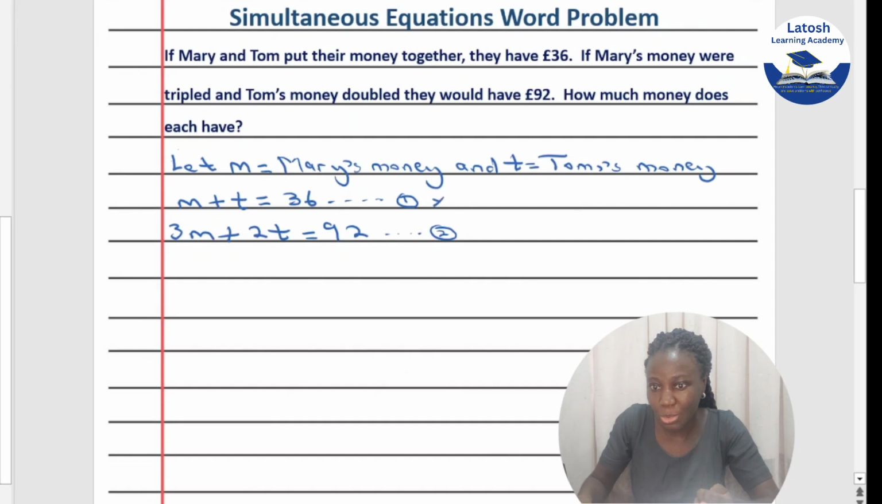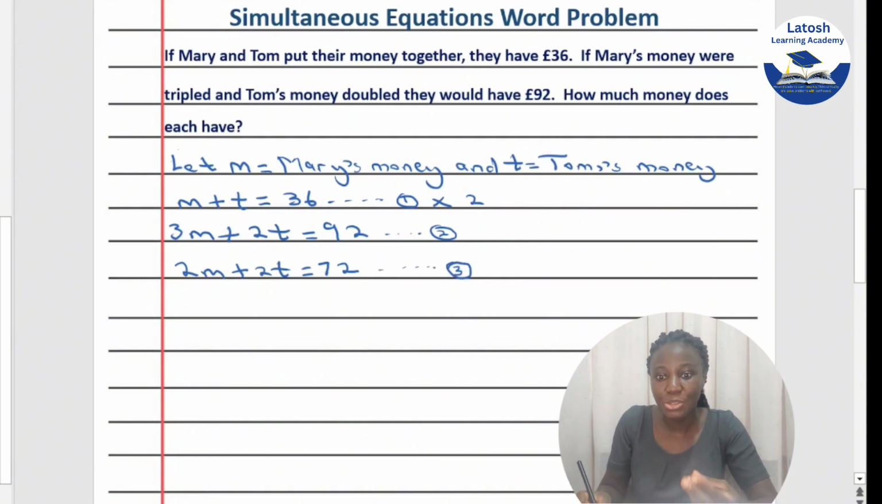So let's multiply equation 1 by 2. So we have 2M plus 2T is equal to 2 times 36, which is 72. Let's call this equation 3. Good. Now we have two equations with the same coefficients of T. Let's subtract equation 3 from equation 2.